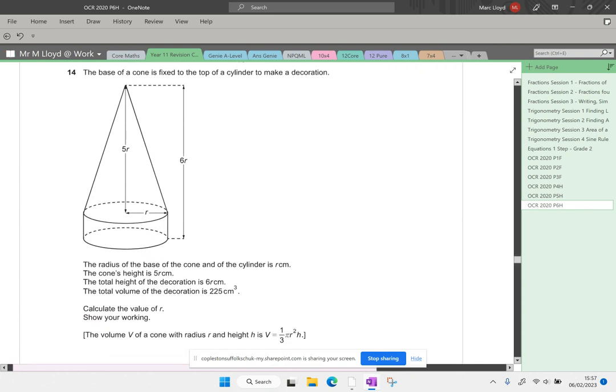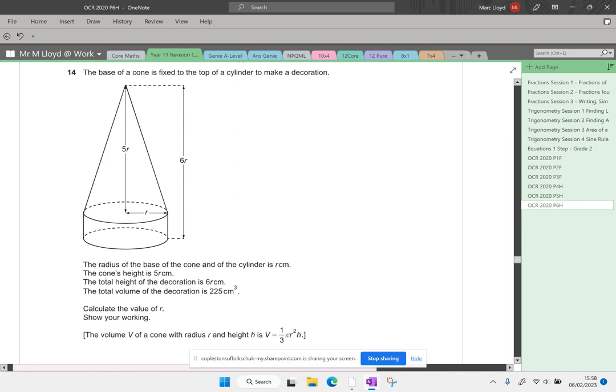Question 14. The base of a cone is fixed to the top of a cylinder to make a decoration. The radius of the base of the cone and of the cylinder is r centimeters. The cone has a height of 5r. The total height of the decoration is 6r centimeters. The total volume of the decoration is 225. Calculate the value of r.